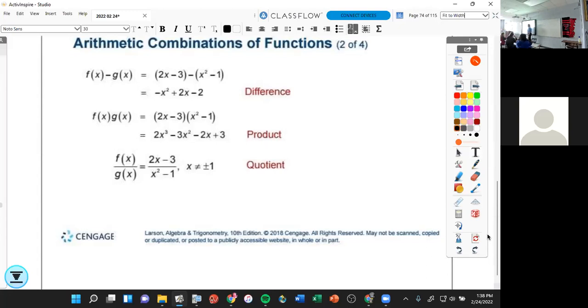Combining like terms, starting with the highest degree, I have a negative x squared. That's a positive 2x. And then I have a negative 3 minus negative 1. Negative 3 minus negative 1 would be negative 3 plus 1, negative 2. Yes, ma'am. Since you're distributing the negative minus sign, would it not change to negative 3 minus negative 1? No, it's negative 3 minus negative 1, which would be a negative 3 plus 1.